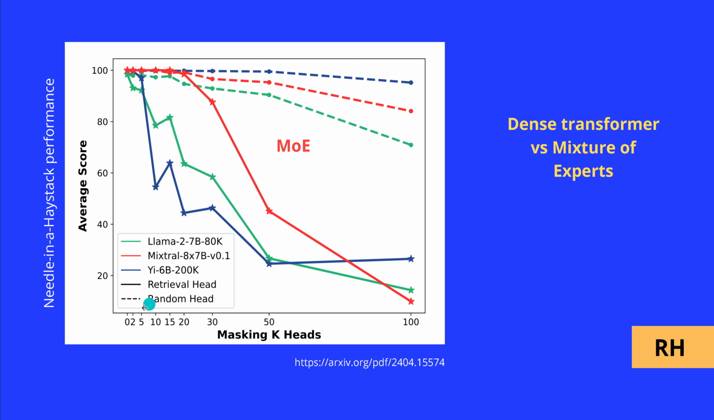But you see, for example, if you take the model Yi, the 6 billion with an extended 200,000 token length, you see this is really sensitive if you mask specific heads. The performance goes down from 100% to close to 50%, just masking 5 specific heads. So there's an extreme sensitivity if you perform this needle in a haystack performance test.